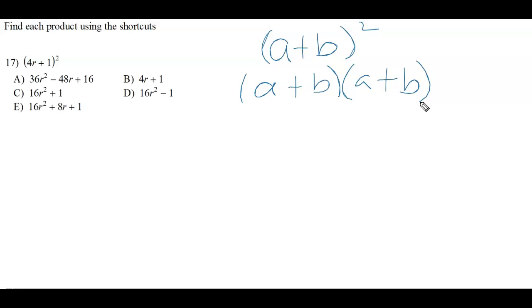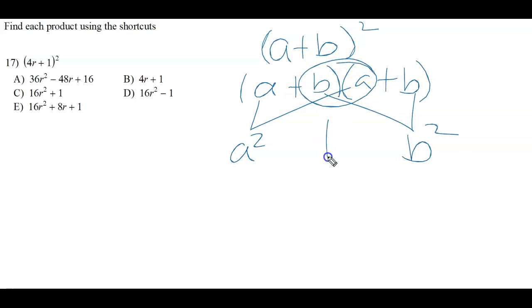The shortcut works like this. You do the first terms multiplied together, and you do the last terms multiplied together. Nothing new there, but there is something different that happens in the middle. In the middle, you multiply the two inside numbers together, a times b, and you double it. Okay, so that is how this one works. It's a little bit of a different shortcut.